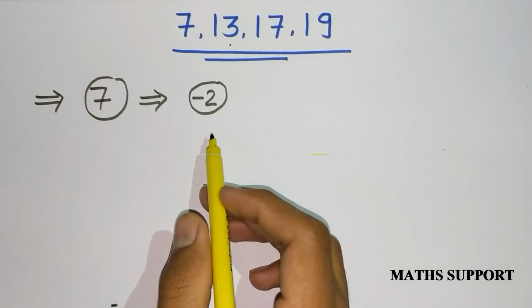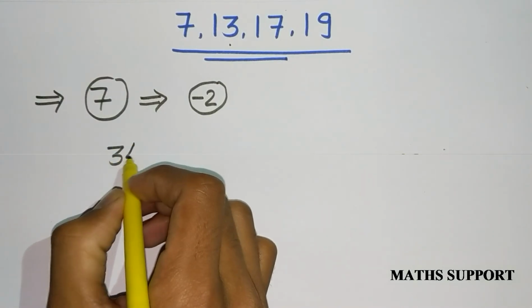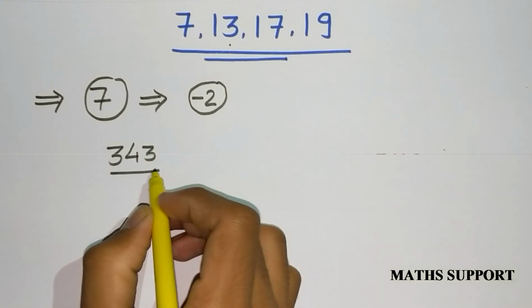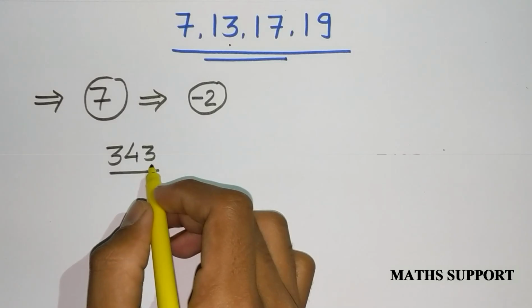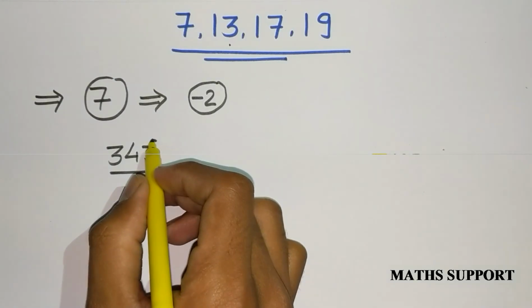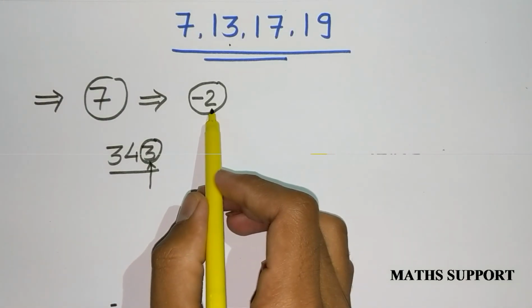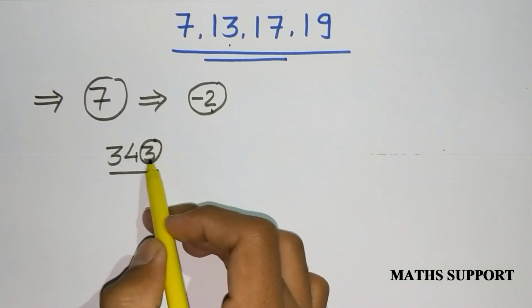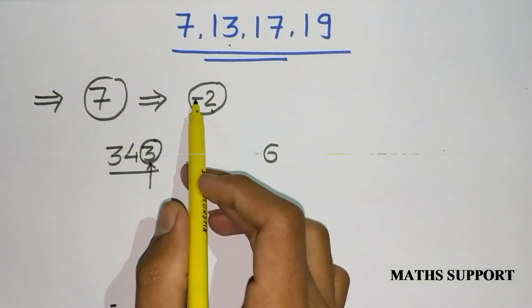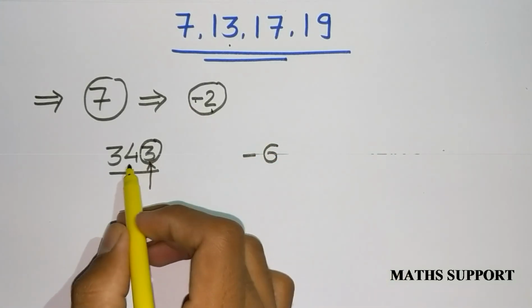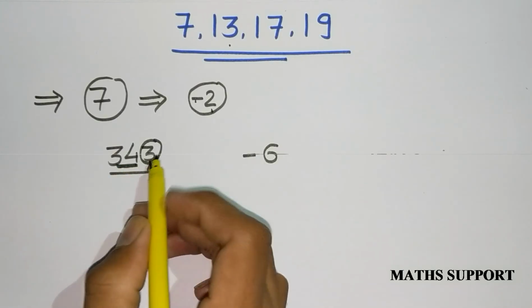Now how to use this code? Let's start with one example. Suppose you want to check whether 343 is divisible by 7 or not. Every time we start with the first digit: you take the first digit and multiply it by 2. Here the first digit is 3, so it will be 6, and you subtract this number from the remaining number. If you select 3, then the remaining number will be 34.